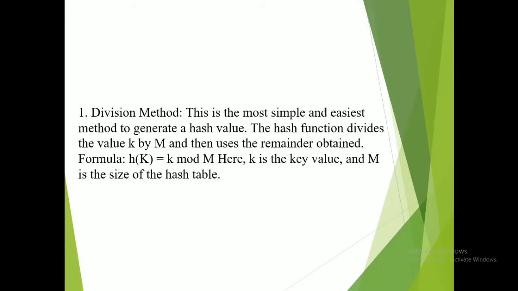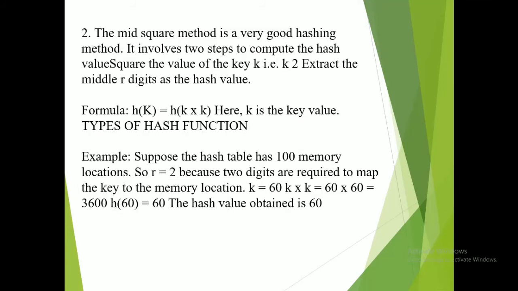First, the division method. This is the simplest and easiest method to generate a hash value. The hash function divides the value k by m and then uses the remainder obtained. Formula: h(k) = k mod m, where k is the key value and m is the size of the hash table. Second method is the mid-square method.